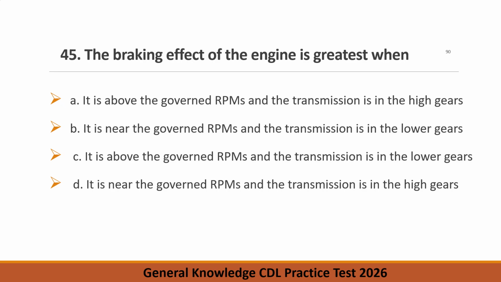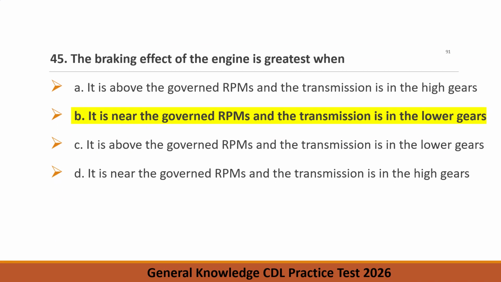45. The braking effect of the engine is greatest when A. It is above the governed RPMs and the transmission is in the high gears. B. It is near the governed RPMs and the transmission is in the lower gears. C. It is above the governed RPMs and the transmission is in the lower gears. D. It is near the governed RPMs and the transmission is in the high gears. Answer, B.